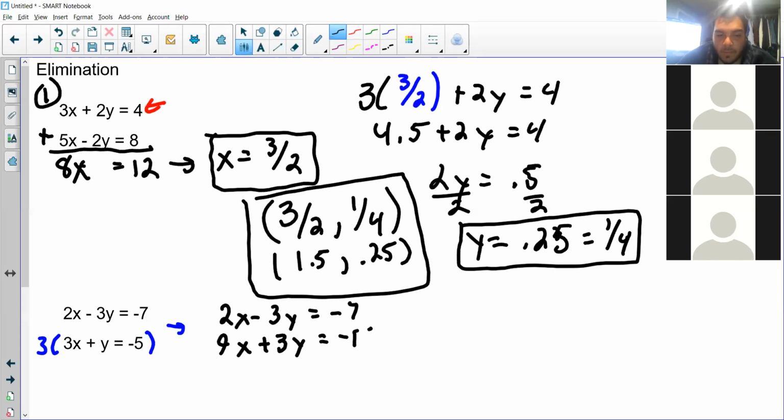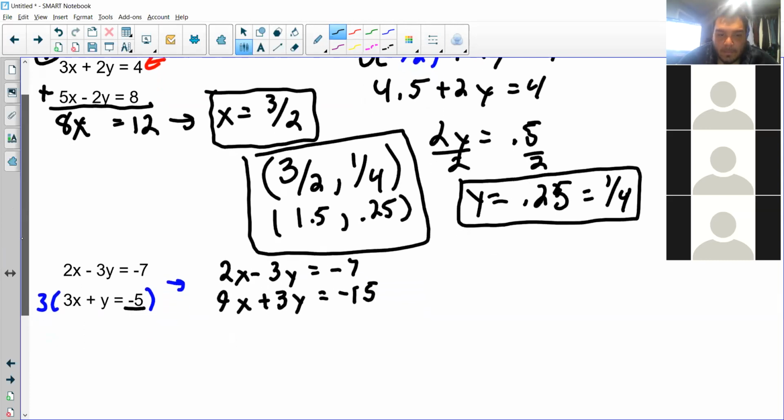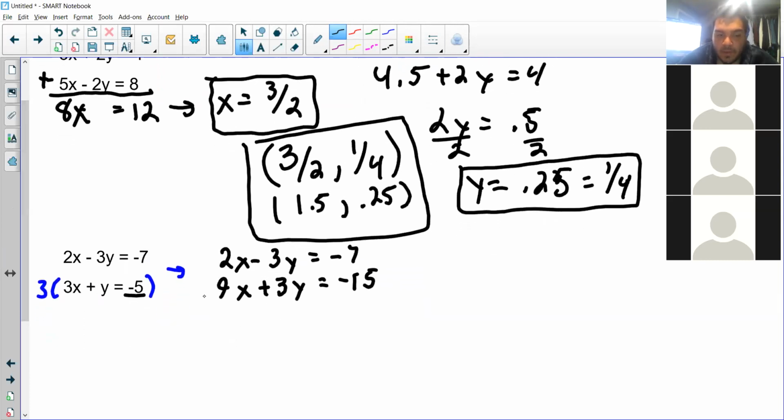So the bottom one, I multiply everything by 3. Again, very common mistake. Everyone forgets that third term, the constant on the equal sign. Once these have different signs, if I add them, they will disappear. So I have 11x equals -22. Simple algebra, x equals -2.